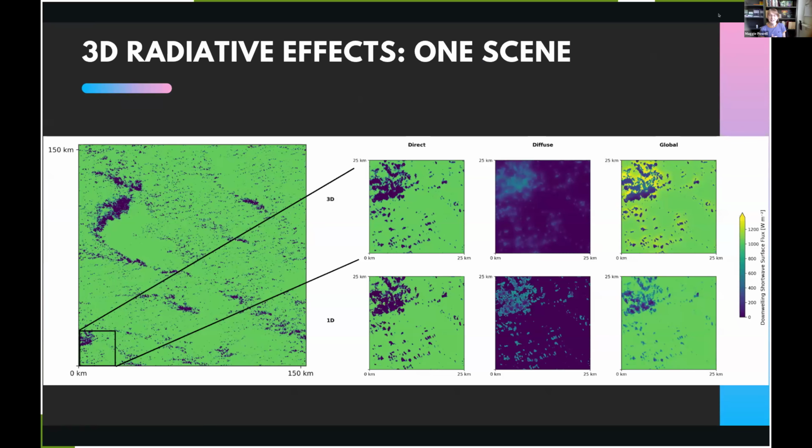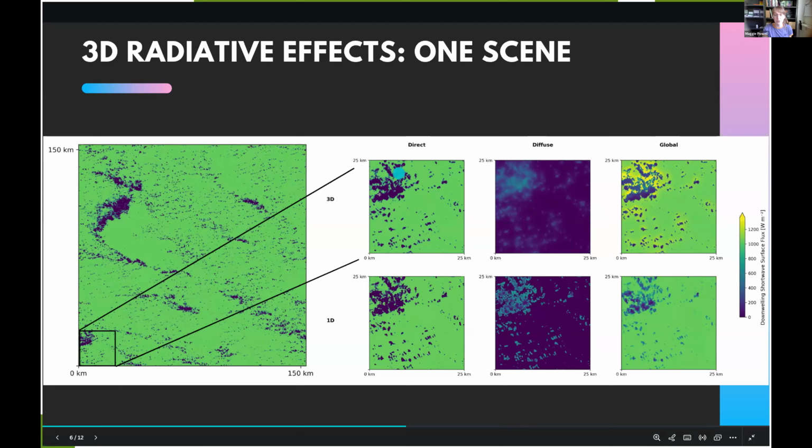So what does that look like? Here we're looking at the surface fluxes for one scene and one set of solar zenith angles. Starting on the left side of the screen, we're looking at the direct or the unscattered surface fluxes for the 3D calculation. The sun is at 40 degrees from the zenith, and it's coming from the top of the page here. And just to give you a sense of how large these domains are, we're going to zoom in to just the bottom corner and look at a 25 by 25 kilometer portion.